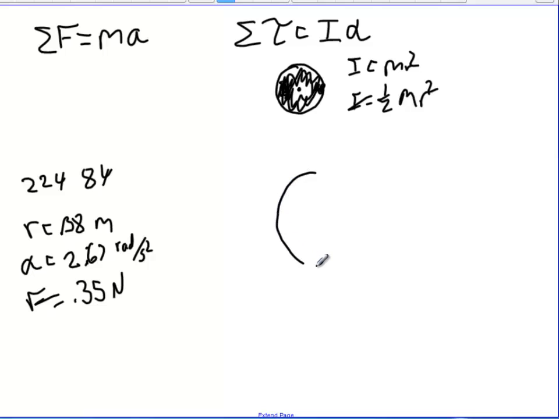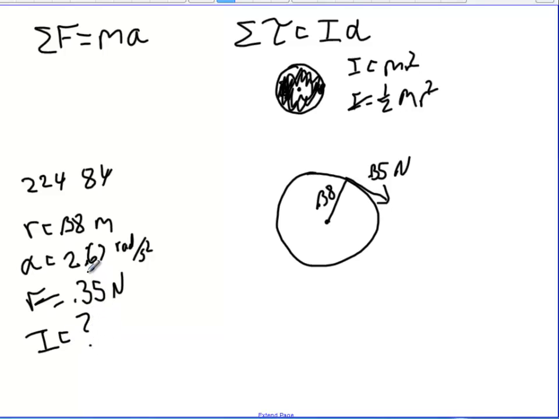Alright, so here's what we have. I always like to start with the picture. Wow, that's an awesome circle. So this wheel has a radius of 0.38 meters, and a force is applied causing it to rotate. This force is 0.35 newtons. And so we're supposed to find I, the moment of inertia of this wheel. I equals what?